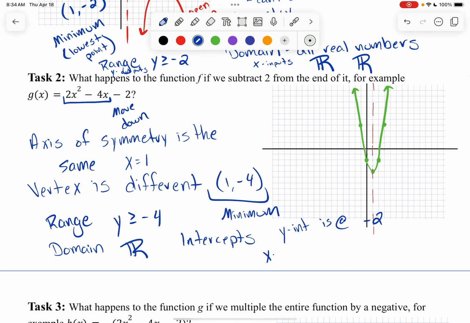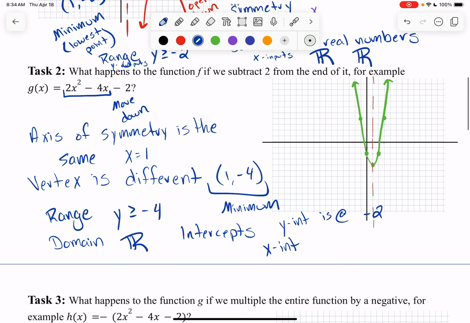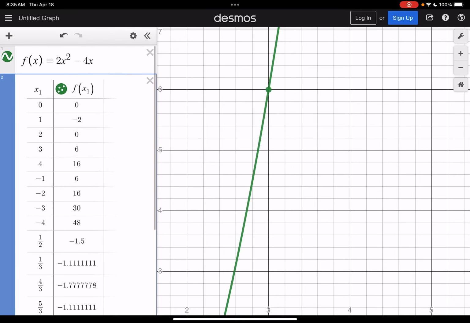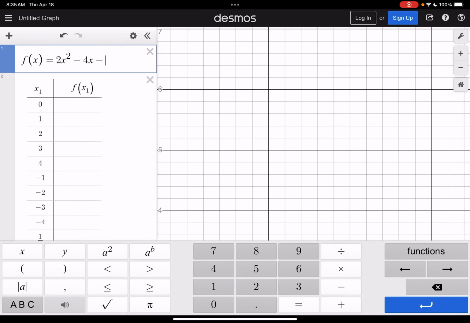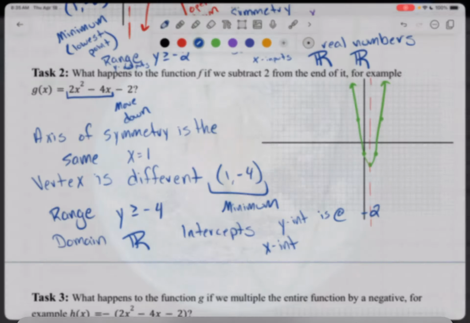But what about the x-intercepts? Did those change? Let's see. Up here, they were at 0 and 2. Not at 0 anymore. Maybe it's at 2? I don't think so. I think my graph's just off a little bit. Let's look at the official graph on Desmos. Let's subtract 2 off the end. Nope, it's not at 2 anymore. It's at like 2.41. Again, Desmos is just doing decimal approximating. We'll get better at finding those.